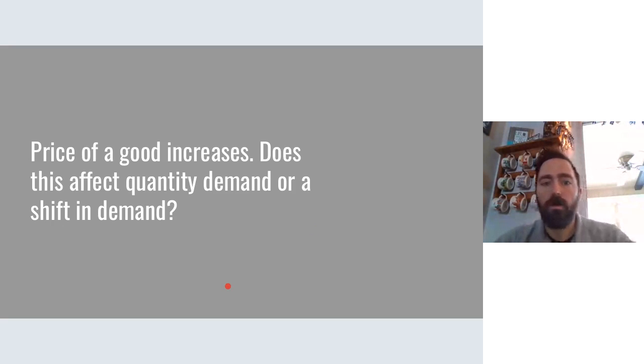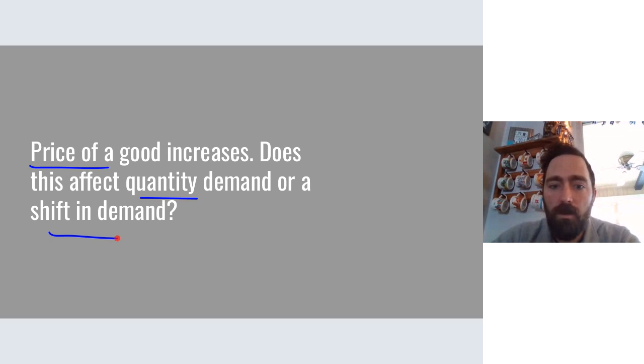Number 5, okay, so the price of a good increases. We're just talking the price of a good. Does this affect quantity demanded or a shift in demand? So here we're talking just quantity demanded. So really quick, what this would look like.